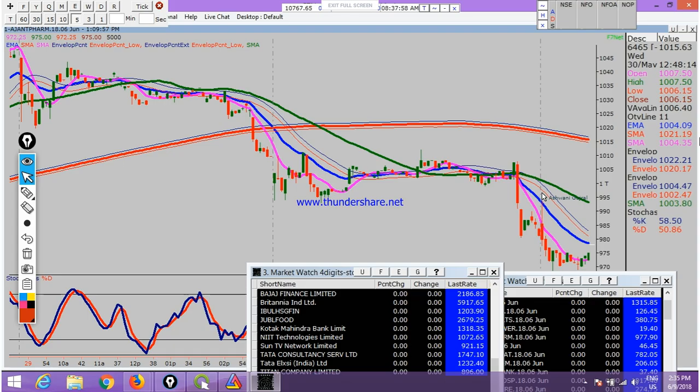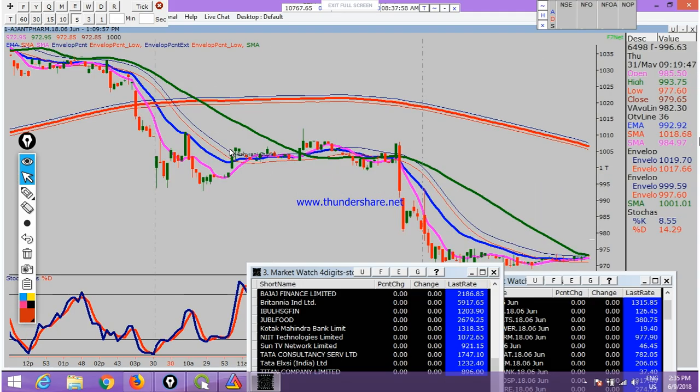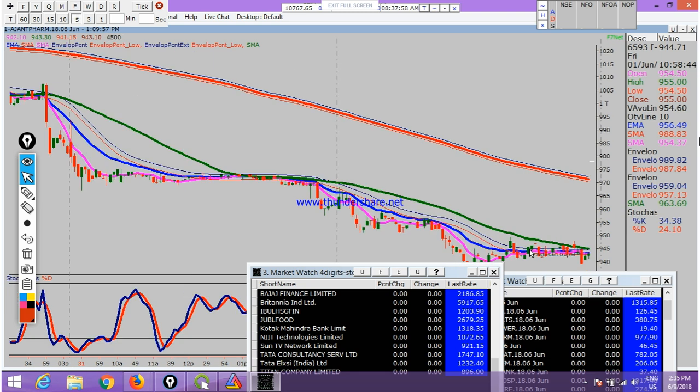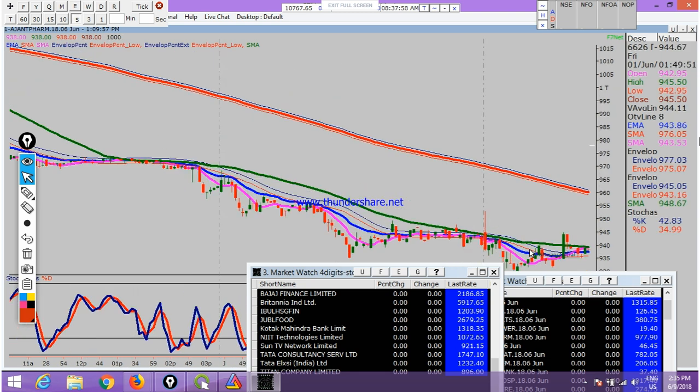So all you have to do once you find a stock which is in a downtrend, it keeps coming down, keeps coming down, keeps coming down. So this is a stock which is in a downtrend. Every day in the first 15 minutes it breaks previous day low and keeps going lower.